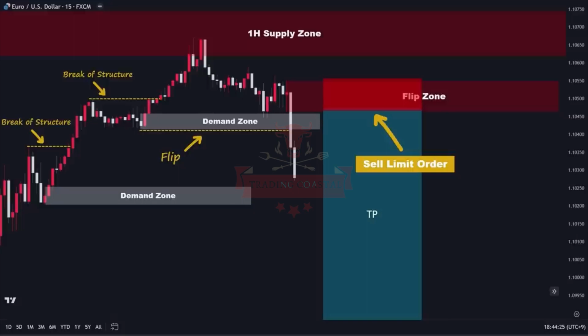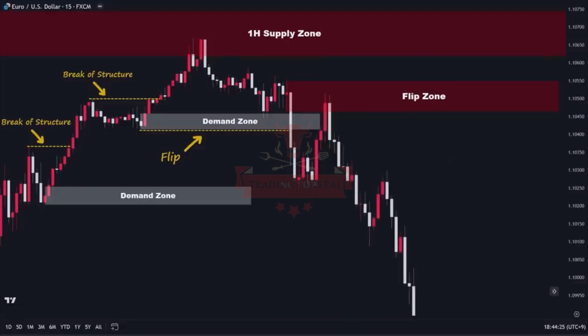Now that we have placed our sell limit order, let's see how the market reacts and see if our trade setup plays out successfully. As the trade unfolds, we can see that the price starts to move downward after our sell limit order is triggered.